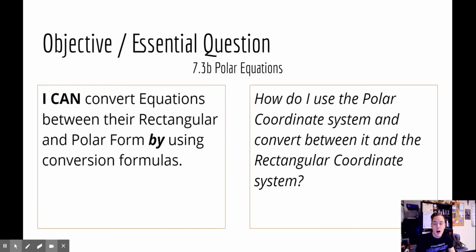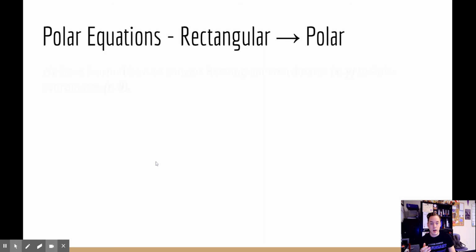Okay, so for the objective and essential questions: how do I use the polar coordinate system and convert between the rectangular coordinate system? So really, we're going to be doing mostly conversions. That's primarily what we're going to be doing the whole day. We're mostly going to just be doing conversions between polar to rectangular and rectangular to polar equations. So it's really nice. I really like this. By using conversion formulas, how can I convert? I can convert by using my conversion formulas, and I'll show you what those are now.